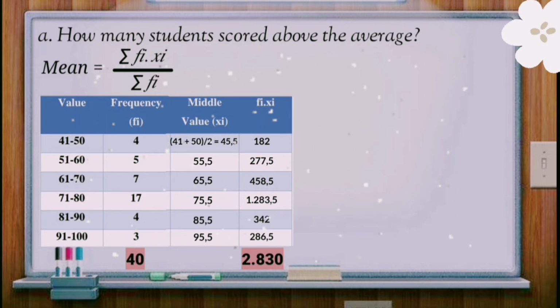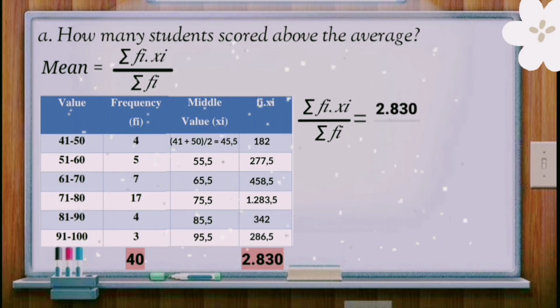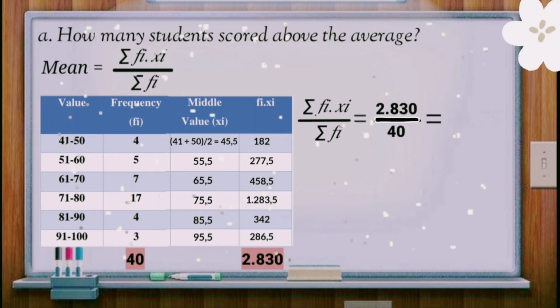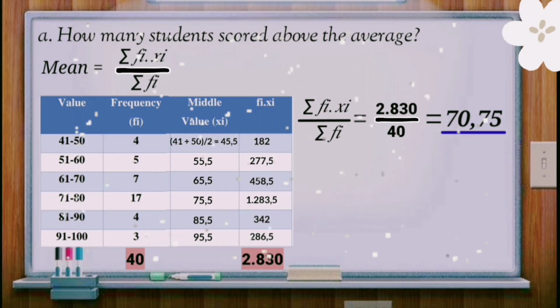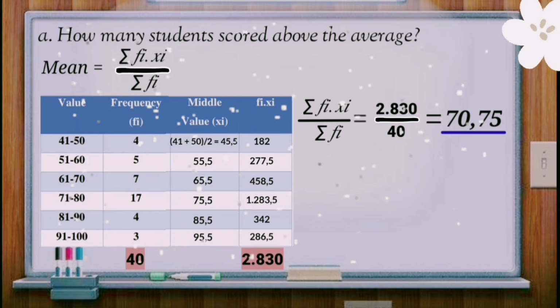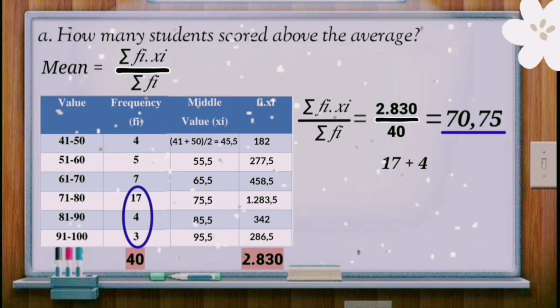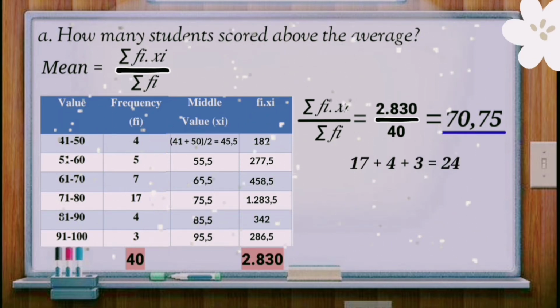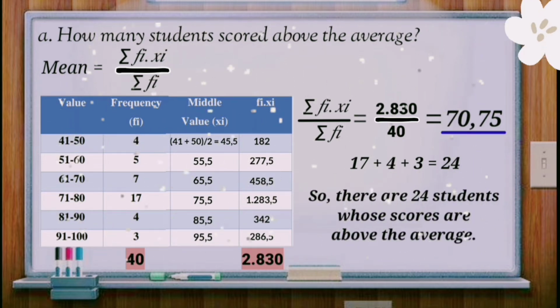After this, we can find the average by the formula sigma Fi times Xi divided by sigma Fi. Sigma Fi times Xi is 2830 divided by sigma Fi, which is 40, equals 70.75. We can count the number of students who scored above the average starting from the frequency of the 4th class to the 6th class. Then 17 plus 4 plus 3 equals 24. So there are 24 students whose scores are above the average.